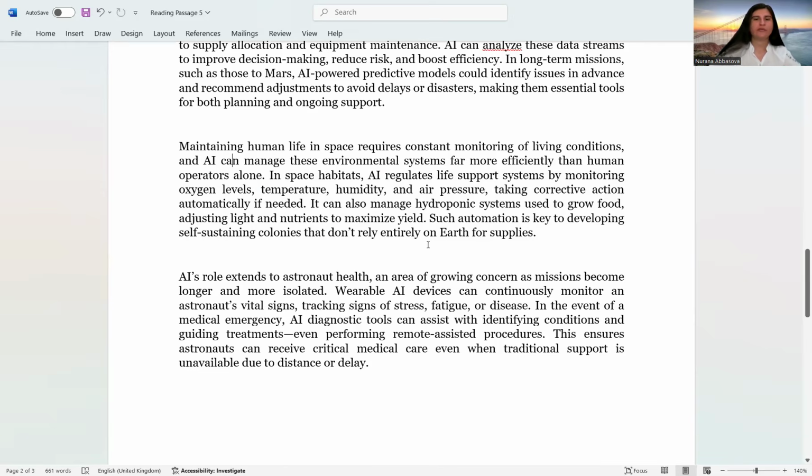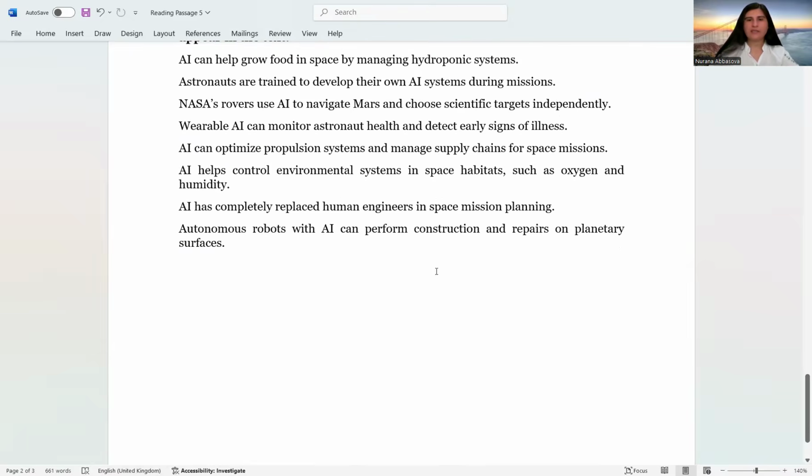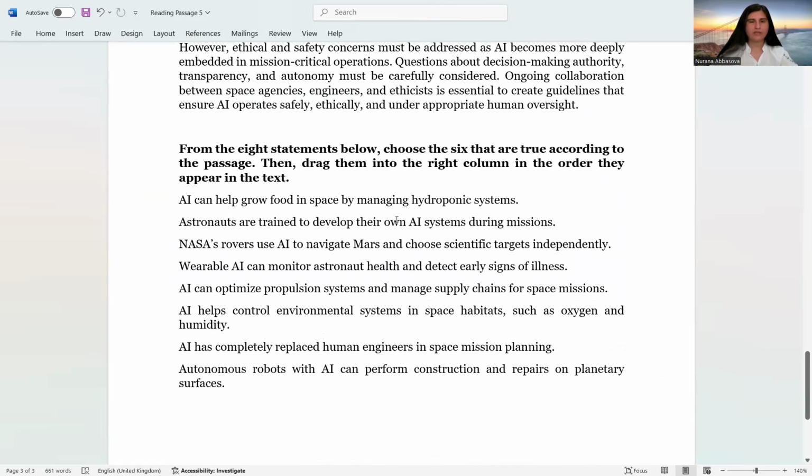Let me go deeper and find the answer. Okay, the text is not difficult. Let's do it. First, I'm going to underline keywords, then ask you to find it. First one: AI can grow food by managing hydroponic systems in space is also important. As astronauts are trained to develop their own AI systems during missions. Astronauts trained, develop AI systems, missions.